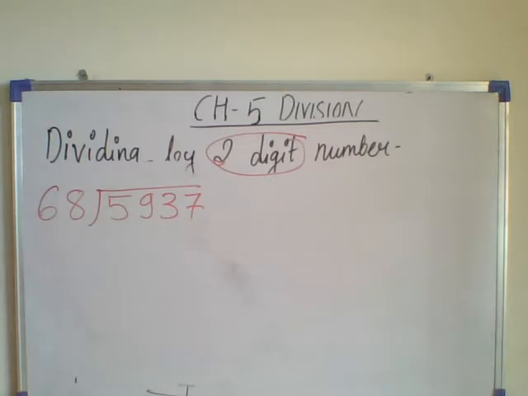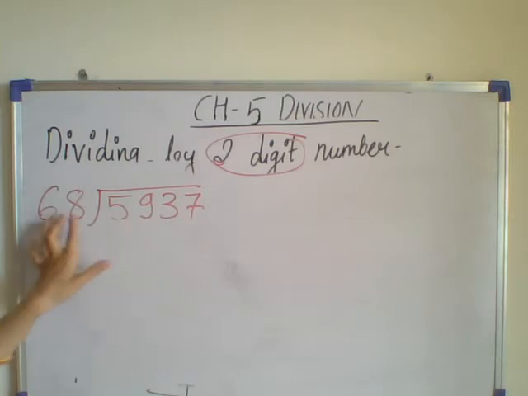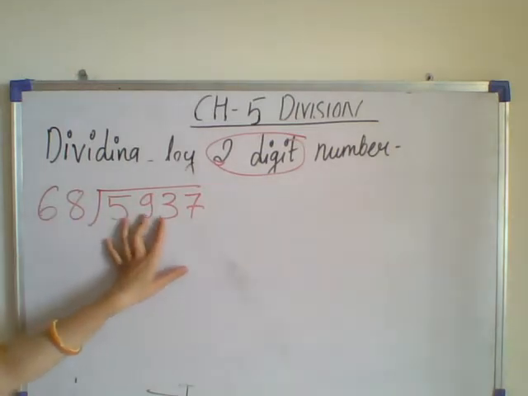So the divisor, that is 68, is a two-digit number. It is not contained in the first two digits 59 of the dividend. This 59 of the dividend is smaller than 68. So we will be considering 593, the first three digits of the dividend.